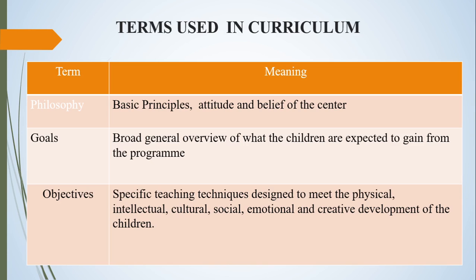Let's look at terms used in curriculum, the term and also the meaning. The first one is the philosophy: the basic principles, attitudes and beliefs of the center. The goals are a broad general overview of what the children are expected to gain from the program. The objectives are specific teaching techniques designed to meet the physical, intellectual, cultural, social, emotional and creative development of the children.